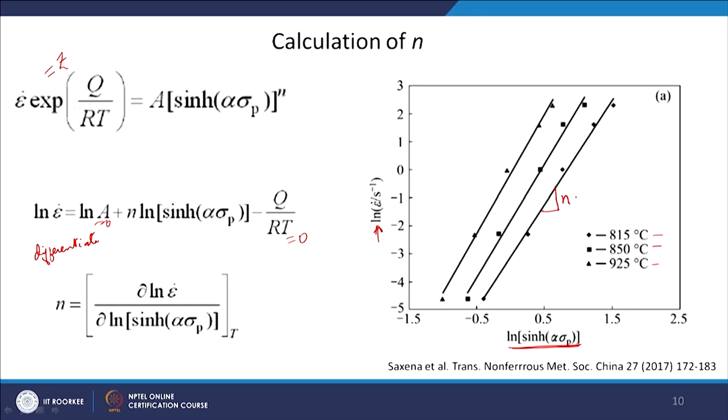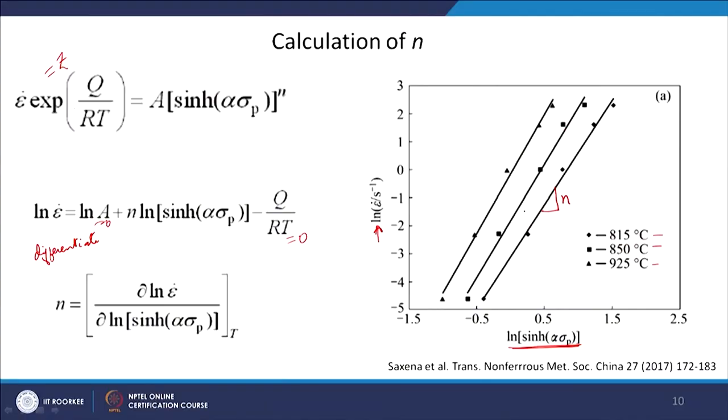All these things can be easily done on any spreadsheet, whether you want to use Excel, Origin, or any other software, it doesn't matter. You just have to take logarithms, take the sinh, multiply by something, and so on. Once you have the plot, you can find the slope very easily by fitting a trend line and finding the equation of that straight line. The slope will give you the value of n. All these things you can do very easily using any software.